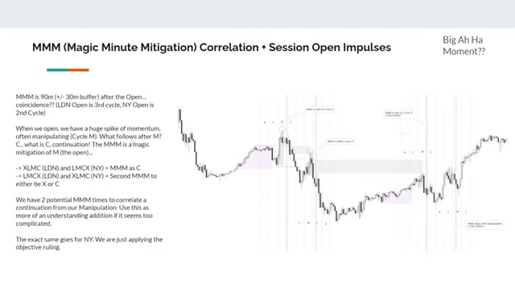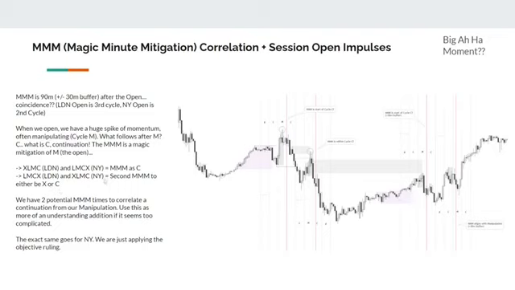What follows after M, we have C. This is a little confusing, so you might have to come back to this, but XLMC London and LMCX New York, the magic minute mitigations are C, within C. LMCX and XLMC, the second magic mitigations are either X or C, and we know X can be a continuation as well as C.